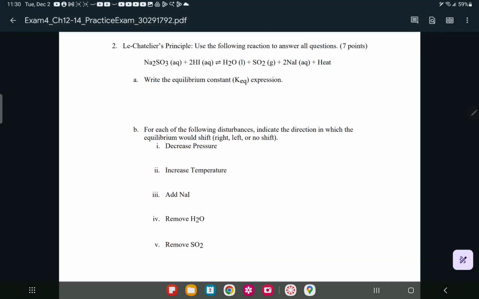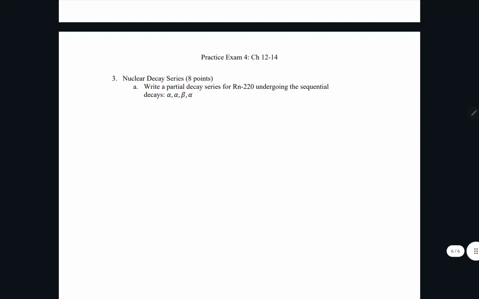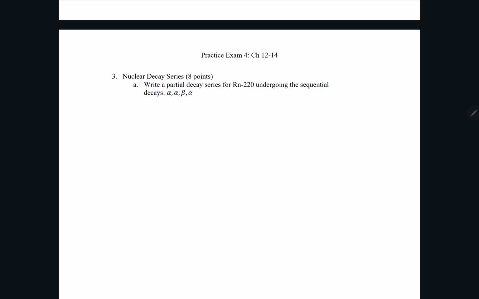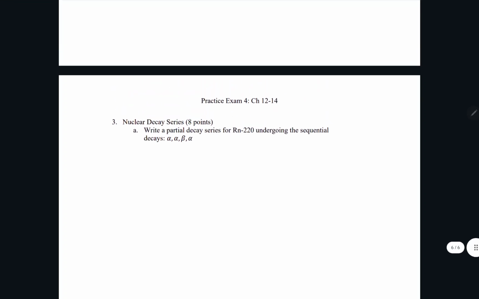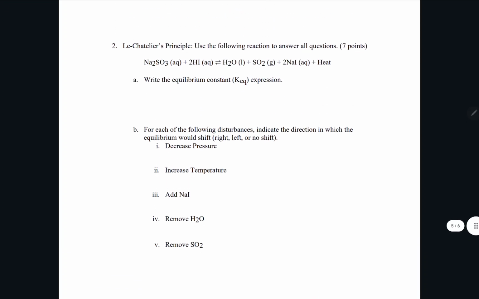Alright, this wraps us up for the written responses. I'm not going to do the nuclear decay. I think everybody's pretty much gotten that one down. That one's pretty easy. So, yeah, that'll be it.